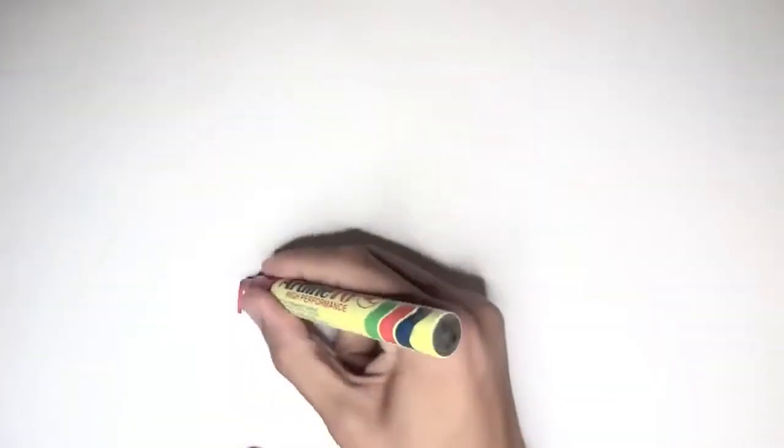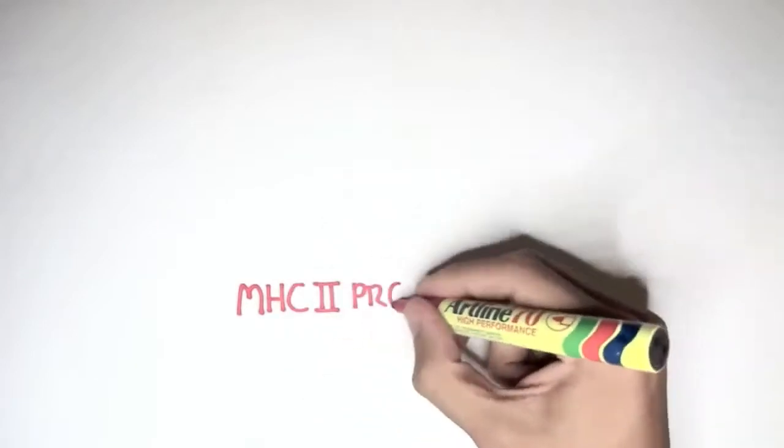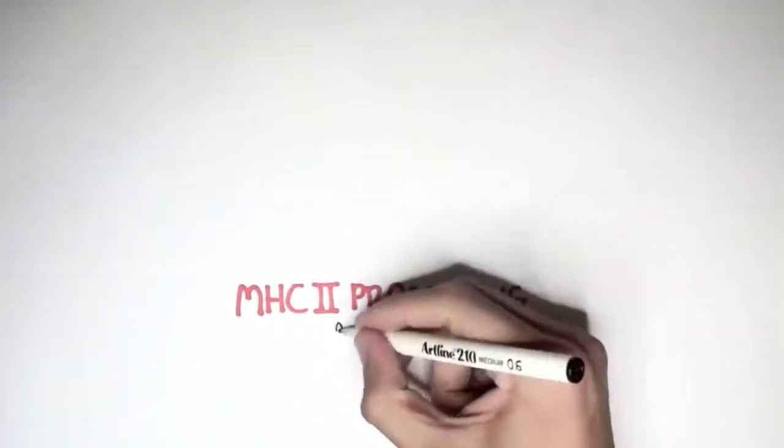In this video, we're going to talk about MHC class 2 processing, or major histocompatibility complex class 2 processing. Now, MHC class 2 is expressed only by antigen-presenting cells, such as dendritic cells, B cells, and macrophages. The MHC class 2 will have an antigen on it and will present it to a naive CD4 T cell.